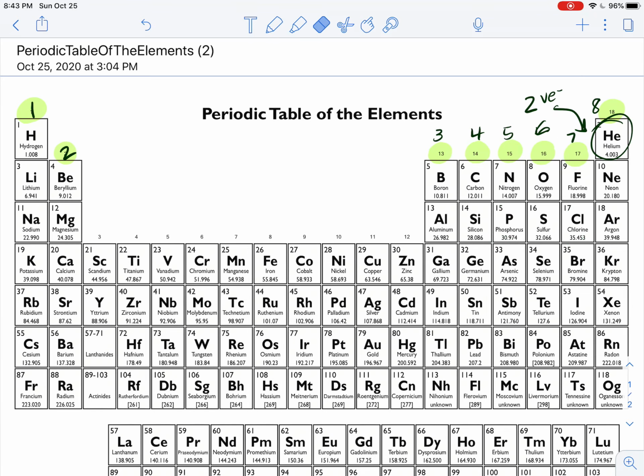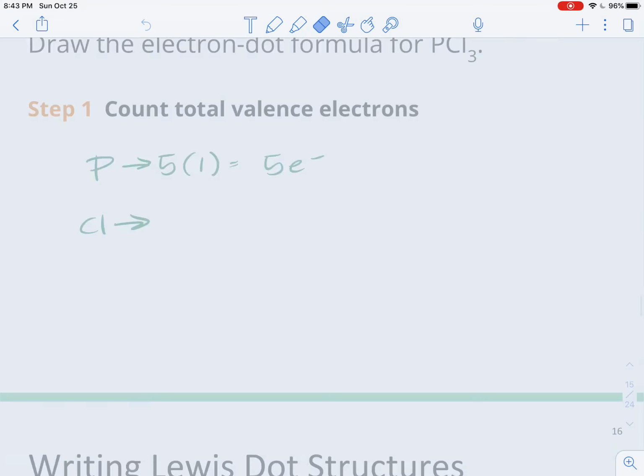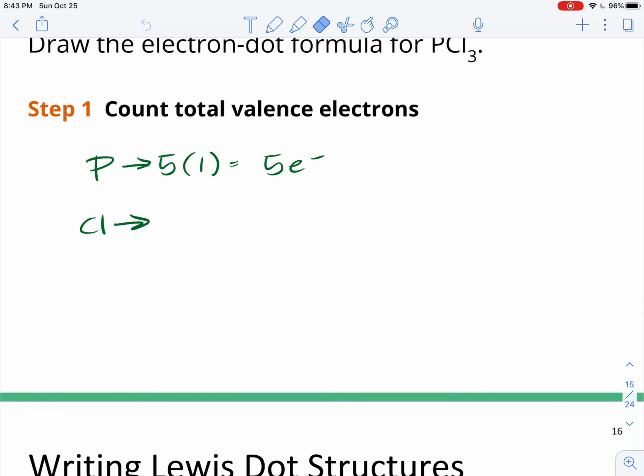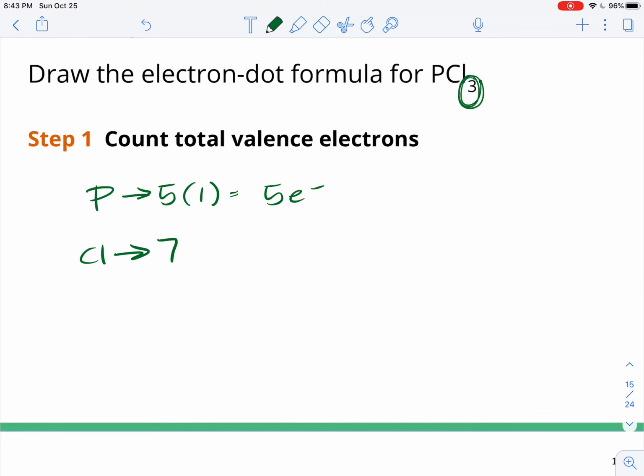So now I can go back and say that I need 7 valence electrons for each chlorine. But according to the formula, I actually have 3 of them. So times 3, that's 21 electrons. I'm going to add these guys up. All right, get a total of 26 valence electrons.